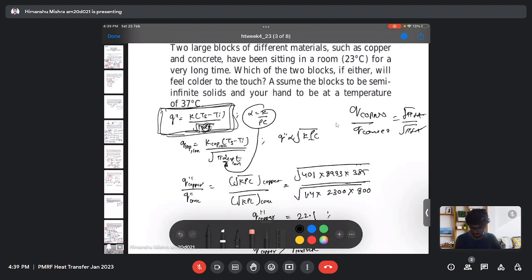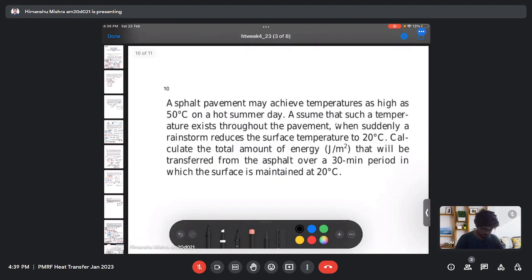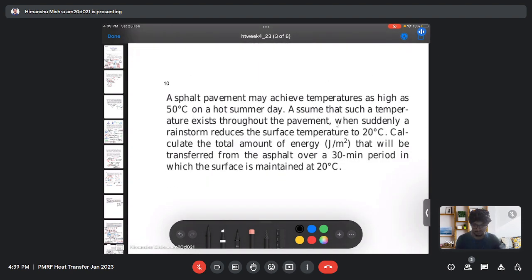Yeah. So we can solve a similar question again. This is a similar question with a semi-infinite body. Asphalt pavement may achieve a temperature as high as 50 degrees Celsius on a hot summer day. Assume that such a temperature exists for the pavement when suddenly a rainstorm reduces the surface temperature to 20 degrees Celsius. Calculate the total amount of energy that will be transferred from the asphalt over a 30-minute period in which the surface is maintained at 20 degrees Celsius.